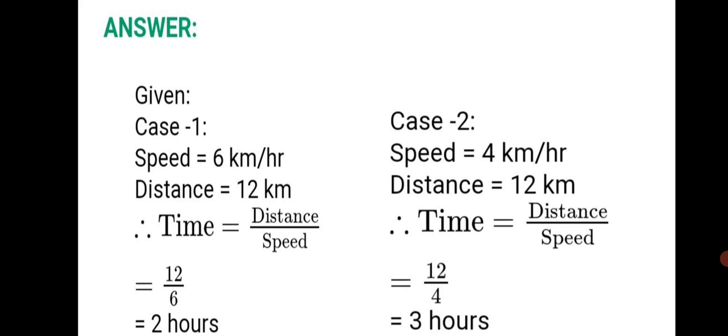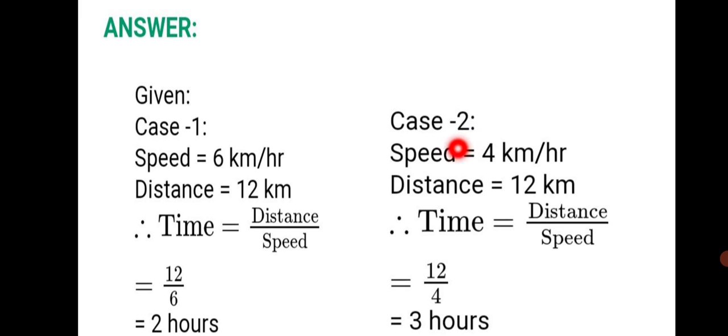In case 1, speed is 6 kilometers per hour and distance is 12 kilometers. So we write the formula here for time. Remember the formula for time is equal to distance upon speed. So this is equal to the distance we substitute as 12 and speed we write the value 6. 12 divided by 6 is 2. That means the time required is 2 hours when the speed is 6 kilometers per hour and distance is 12 kilometers. Now let's have a look at case 2.